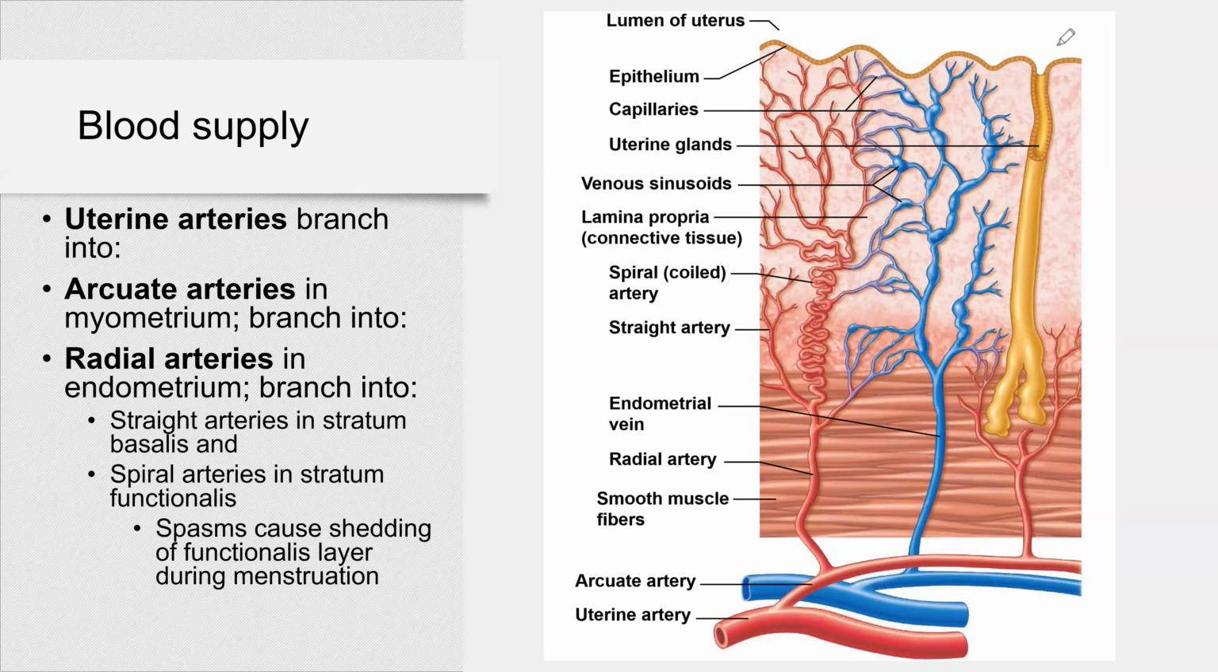So uterine arteries branch into arcuate arteries, so that's what it says here, in myometrium, and branch into radial arteries in endometrium, and branch into straight and spiral arteries. And during menstruation, we have spasm of the uterine walls that cause shedding of this functionalis layer. And as you can see, we have a lot of blood vessels, arteries, and venules or sinusoids within stratum functionalis. So that's why when this part is shed off, we have bleeding or menstruation. Some of us do.